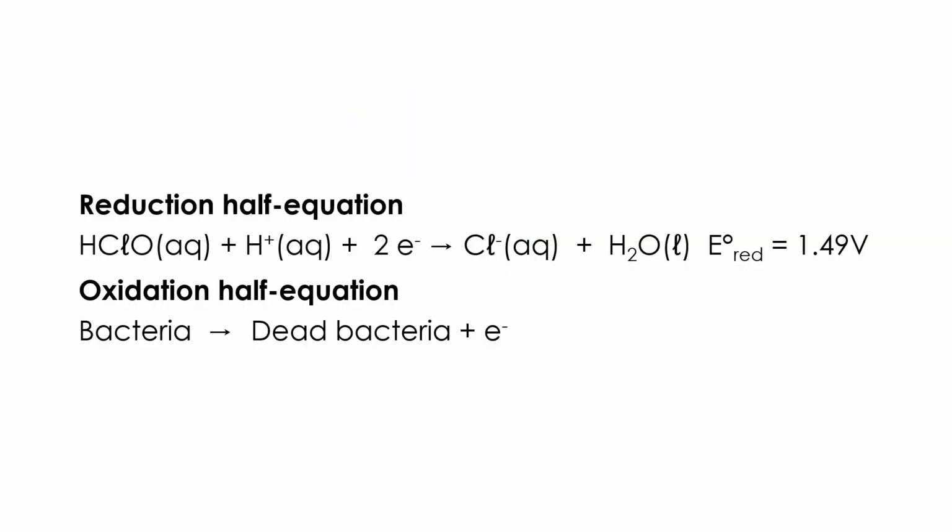So what happens is when you put chlorine into your water, it forms the hypochlorous acid. The hypochlorous acid can undergo reduction, and when it encounters any bacteria, what it does is it pulls an electron off its membrane, and this results in dead bacteria plus an electron.